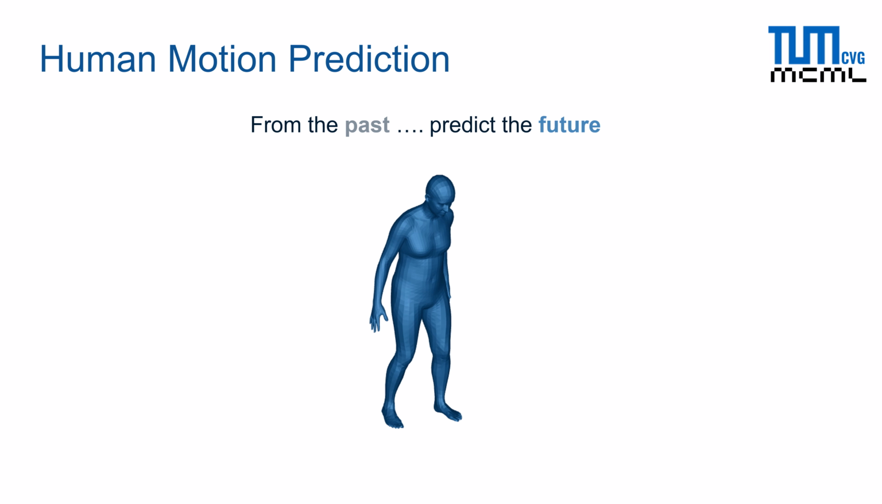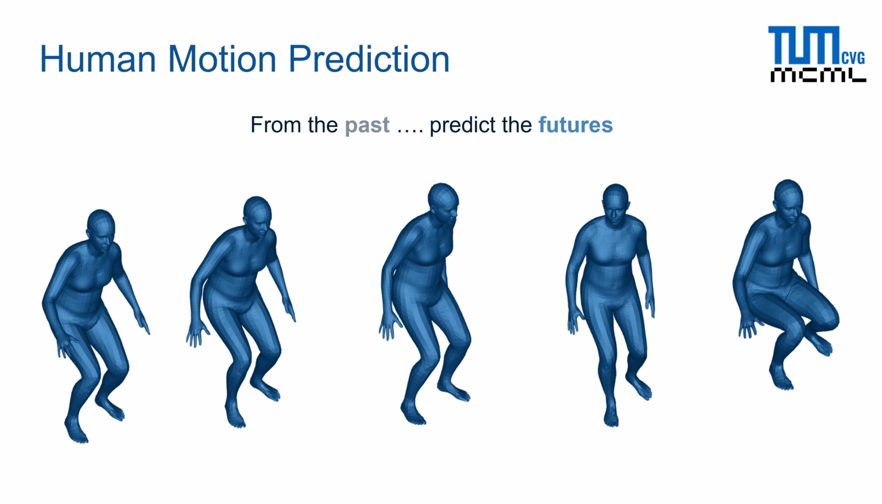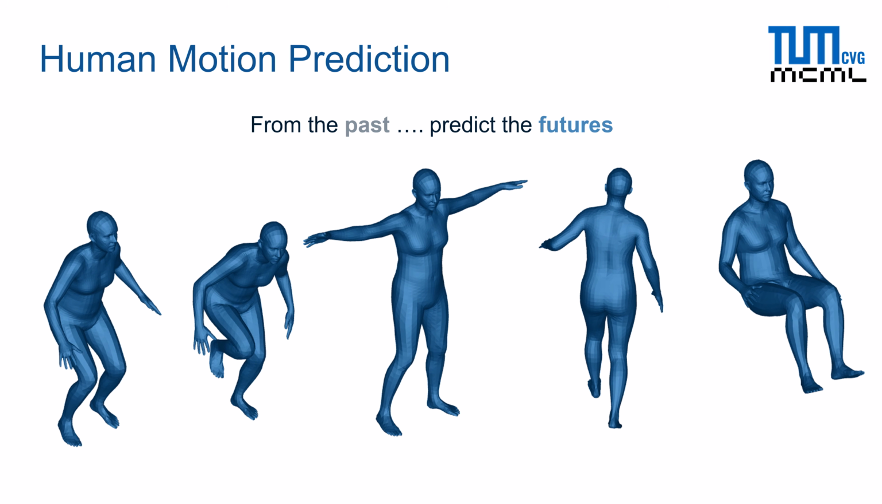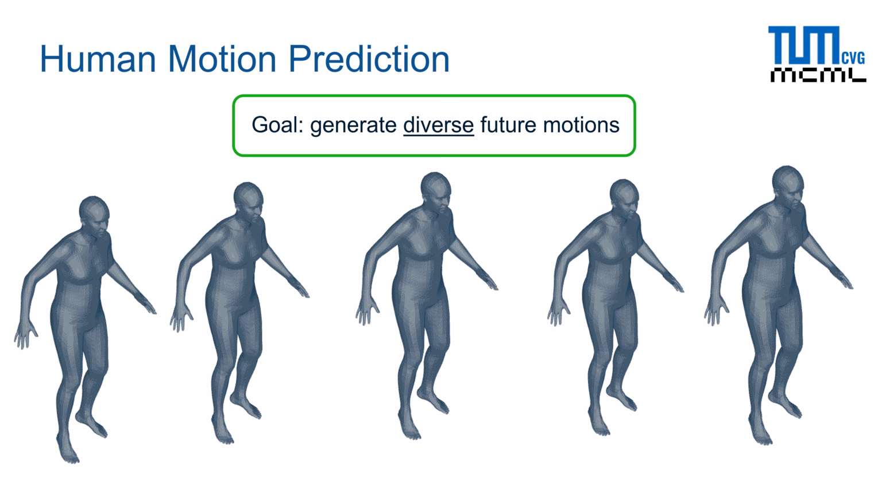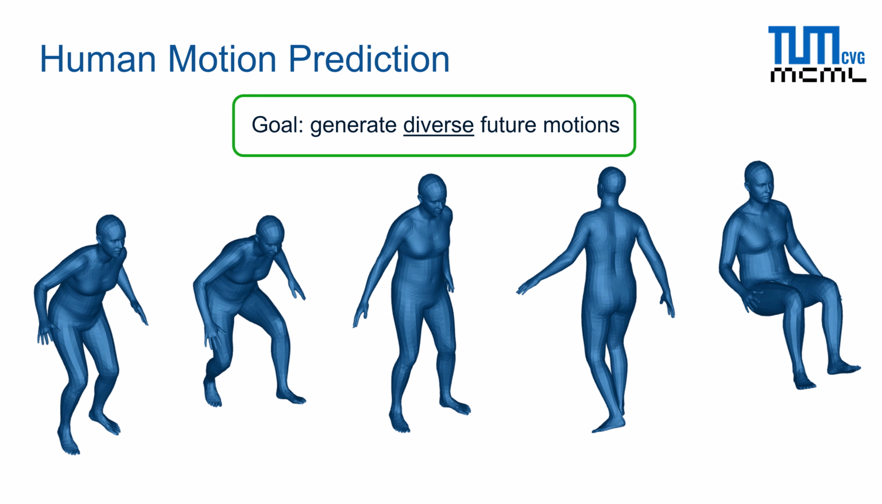In the real world, the future is not deterministic, and there are many different possibilities of how a motion may unfold. The goal of this probabilistic task is to generate futures that are diverse among each other and cover a wide range of motions.